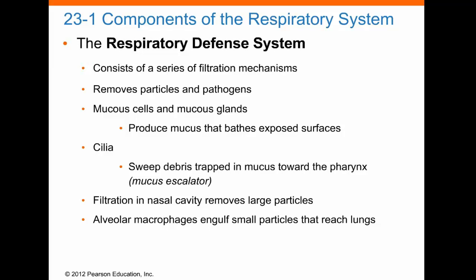So the respiratory defense system consists of a series of filtration mechanisms which remove particles and pathogens like dust and smoke and pollen. Then you have the mucus cells which produce mucus, a moist, sticky substance which bathes the exposed surfaces, and there it traps any more foreign bodies. And then you have the cilia, those finger-like projections which move the mucus towards the pharynx. They're also known as the mucus escalator. They move it towards the pharynx where it can be expectorated out. You've also got the filtration in the nasal cavity, which removes large particles, as we've said before. And then in the alveoli, you've got special cells, macrophages, which also engulf small particles if they have reached that low down in the lungs.